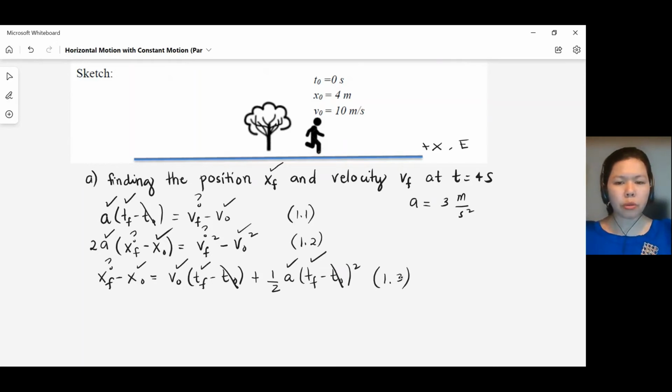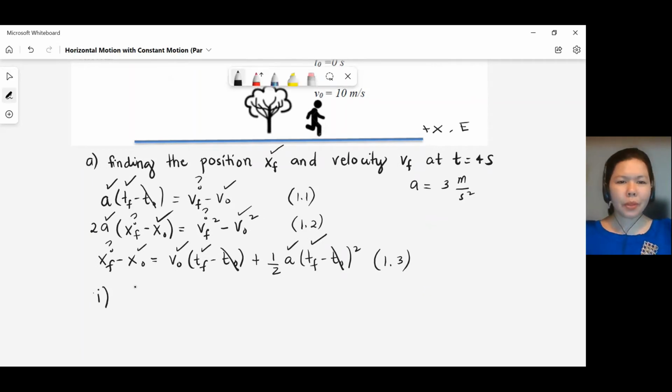And if you want to use 1.3, we can also do that because we have XF as the only unknown. The rest of the variables are available. But for now, we will use 1.1 to get the VF, and then we'll use 1.2 to get the XF. We can now solve for velocity VF using 1.1, and then we get the position XF thereafter using 1.2.